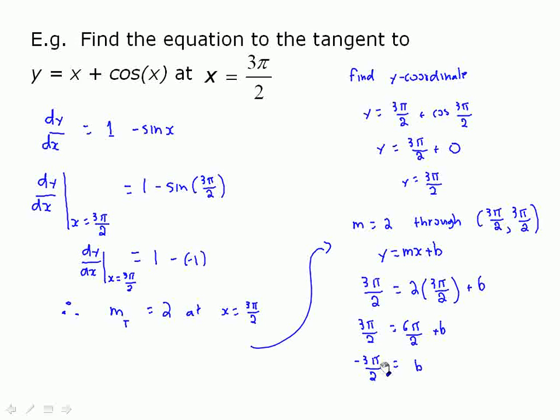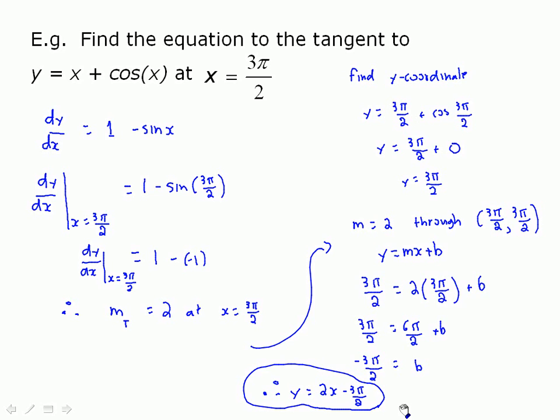So we have a lot of 3 pi over 2's around here. And then the equation, therefore, is going to be y is equal to m, which is 2, x minus 3 pi over 2. There's the equation of the tangent line. So that's how these ones go.